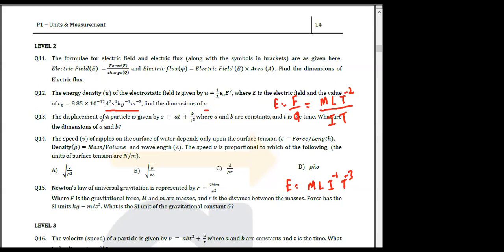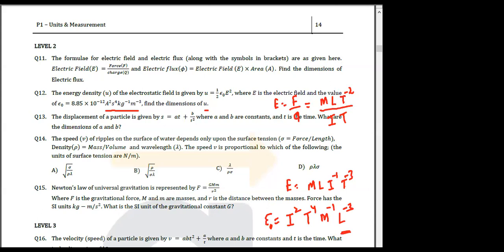So if you see the dimension of epsilon naught, right? Let me write the dimension of epsilon naught. What is the dimension of epsilon naught? A is I squared. A is current, right? I squared. S is seconds. So it is T to the power 4. Kg, tell me what is kg? Mass. So it is M to the power minus 1. And what is meter? Length. So it is L to the power minus 3. So this is the dimension of epsilon naught. Okay, is this clear? Tell me step by step. This is clear, guys.